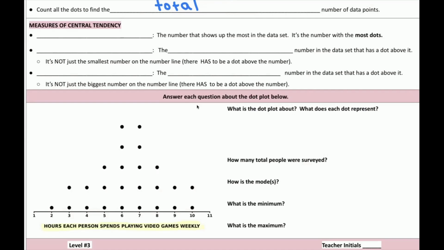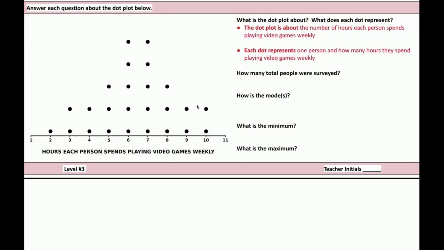So for our first answer, we can write, the dot plot is about the number of hours each person spends playing video games weekly, and each dot represents one person and how many hours they spend playing video games weekly. So, for example, we can see that one person spends 2 hours playing video games. We have 3 people who spend 8 hours playing video games.